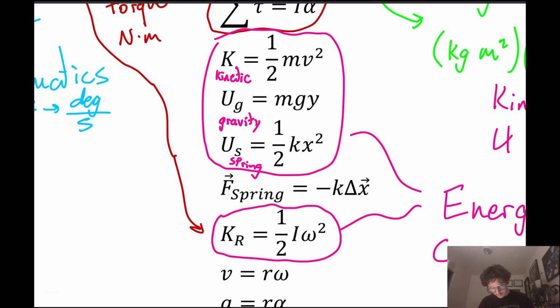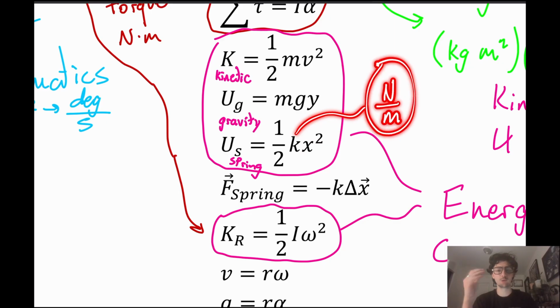This K is the spring constant. It's just a constant, like a number that defines how strong your spring is. If this number is very big, like 20, I think the units for this is normally newtons per meter. So you can go to Home Depot and buy a spring, it's normally going to say how strong the spring is in newtons per meter, I think. I don't know. I haven't purchased any springs, but in physics problems, normally they use this.